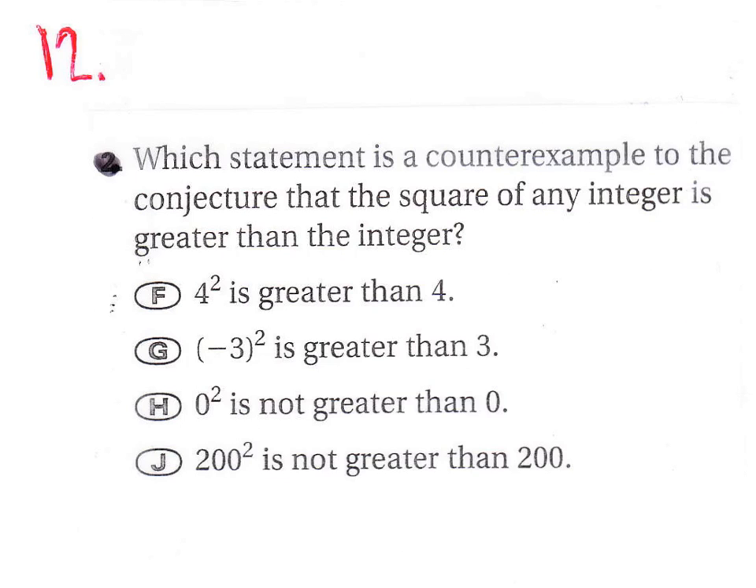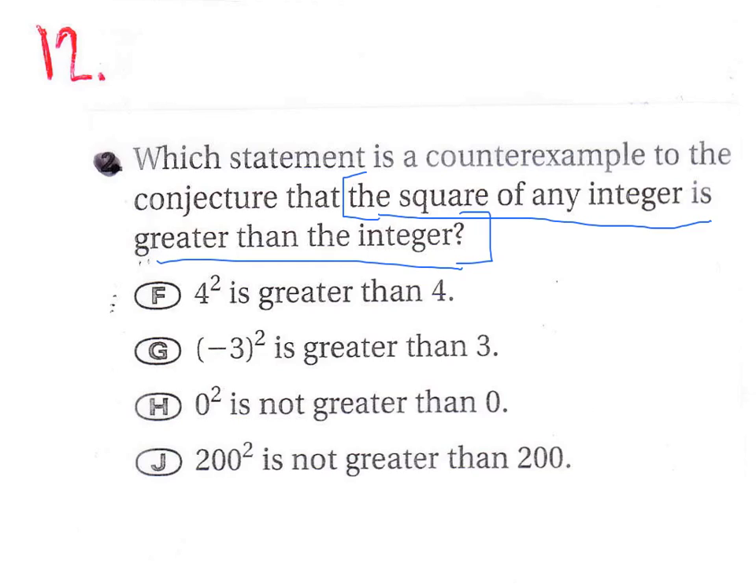On number 12, we want to know which statement is a counterexample to this conjecture. And now here's a conjecture. It's that the square of any integer, which is a number, is greater than that actual integer. So you take any number and square it. It's always going to be bigger than the number you're actually squaring. Now, which one of these makes it false?